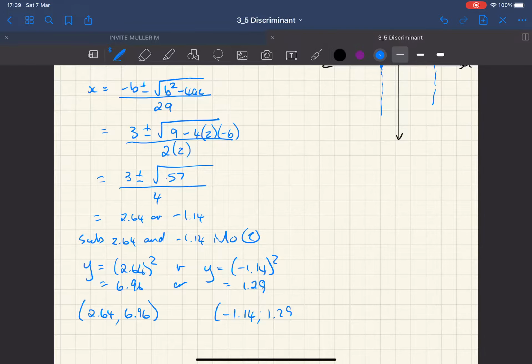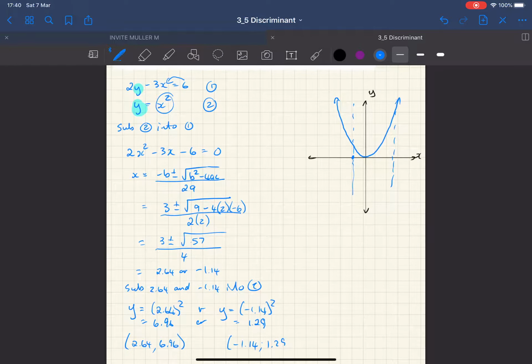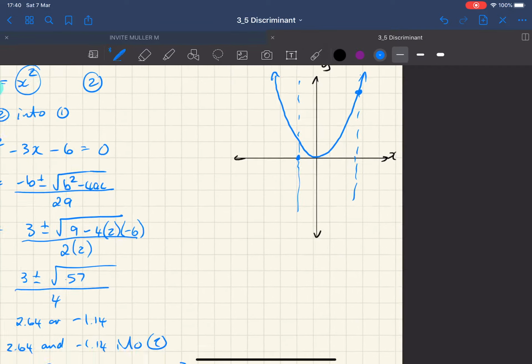Now, the B part asks us to sketch the line and the parabola on the same diagram. I know y equals x squared will look like that. Where are my intersections with the straight line? Where x is 2.64, which is here, and it's 6.96. So this point over here will be those 2 points. I'm just going to make it a little bit bigger.